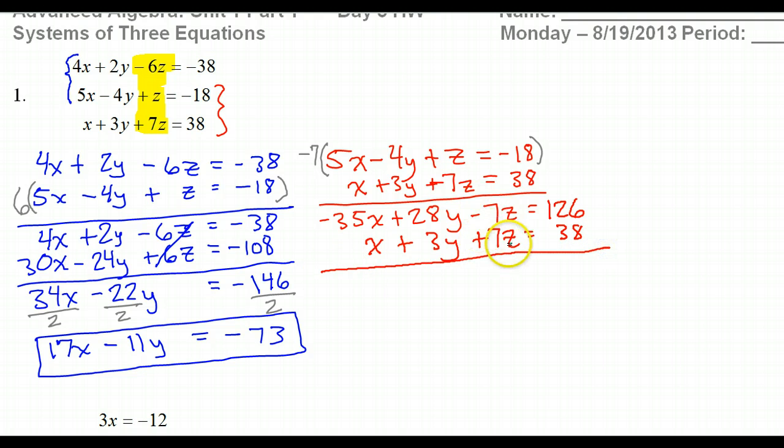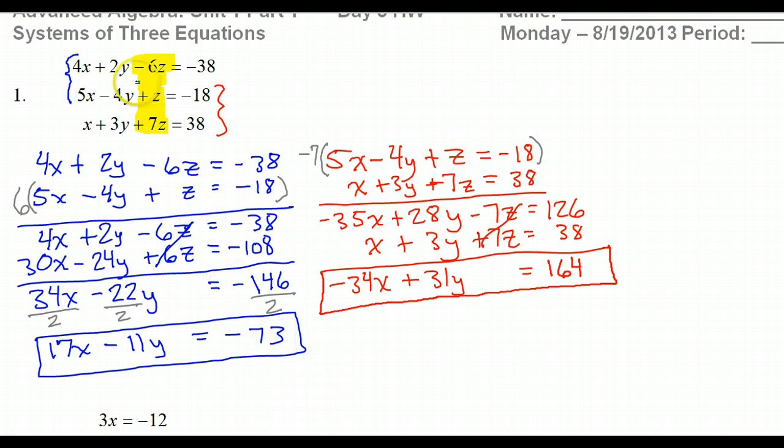Alright, and sure enough, if I combine like terms, the z's go away. So that's going to leave me with negative 34x plus 31y is equal to 164. I can't make these numbers any smaller. 31 is a prime number, so I am stuck with some kind of big numbers. But that's okay.